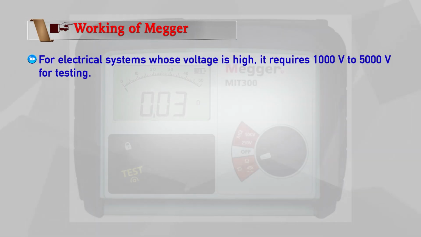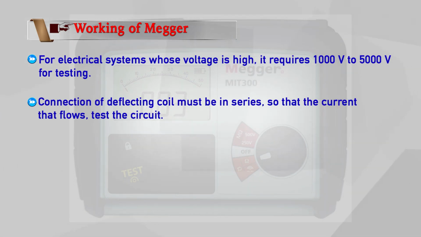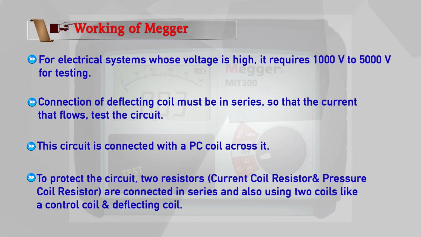For an electrical system whose voltage is high, it requires 1000 volt to 5000 volt for testing. Connection of the deflecting coil must be in series so that the current flows through the test circuit. The circuit is connected with the pressure coil across it. To protect the circuit, two resistors, that is the current coil resistor and the pressure coil resistor, are connected in series, and also using two coils, the control coil and the deflecting coil.